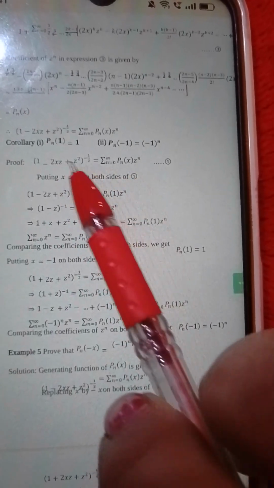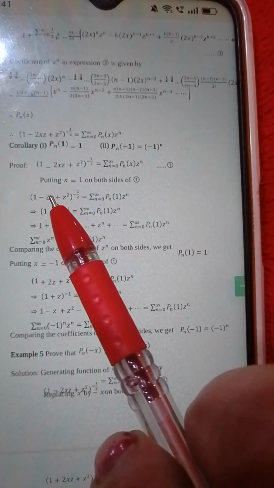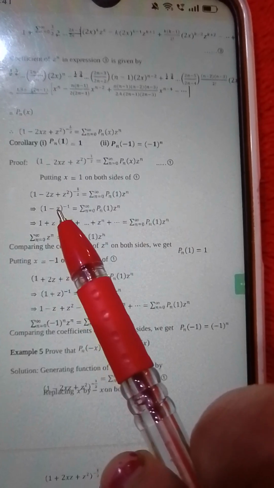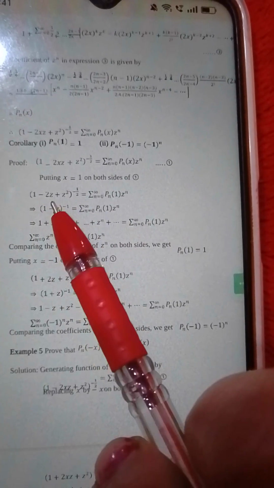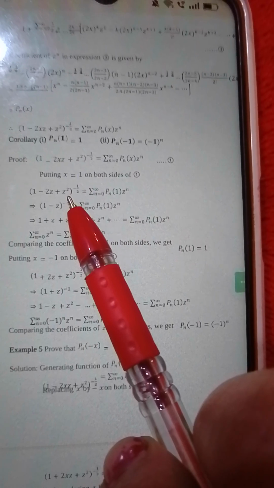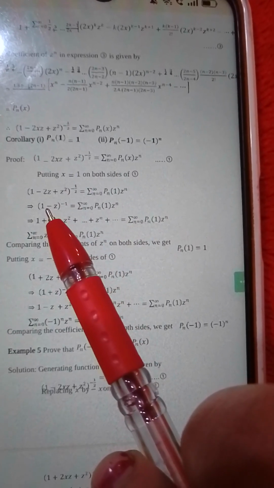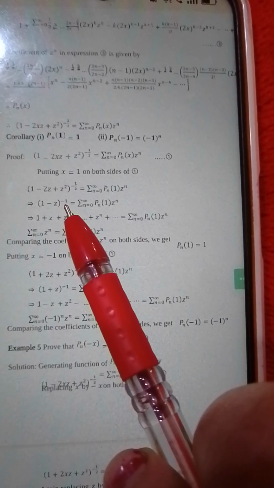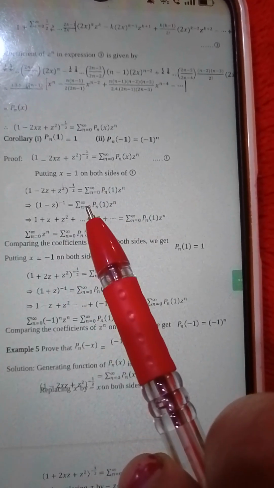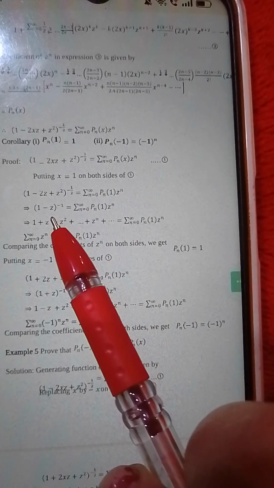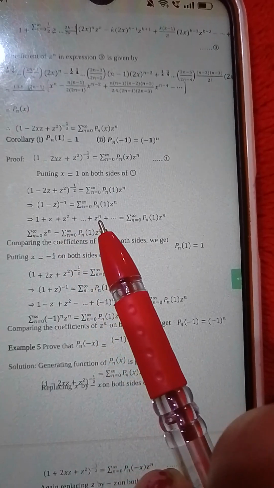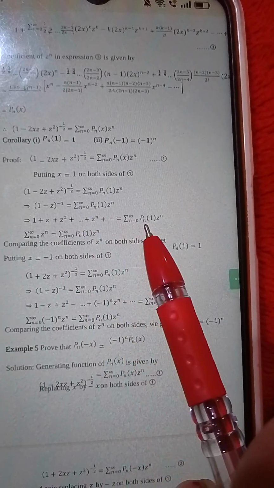Okay, now let us put x equals 1. In place of x we are writing 1. It can be written as (1 minus z) power 1. Why? Because of the identity (a minus b) whole square. So we can write it like this, (1 minus z) whole square. So the 2 and 2 will cancel, but we will get (1 minus z) power minus 1. And this term we will write like this: 1 plus z plus z square up to z power n.